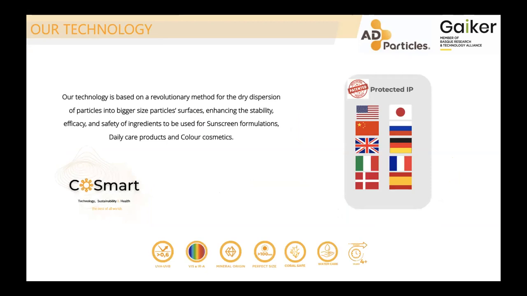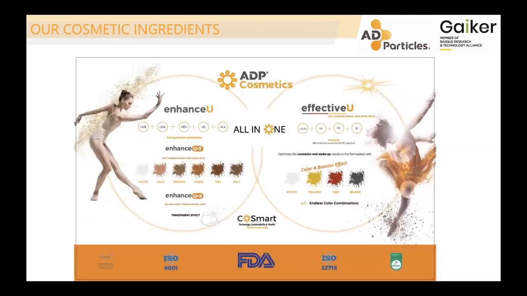Our technology, based on dry dispersion methodology, allows us to create new structures using different particle sizes. Thanks to the patented technology that we call COSMAR, which combines technology, sustainability, and health, these new structures, which are our ingredients, are very effective and able to protect against the total spectrum of solar radiation with a perfect balanced size, being non-nanoparticles, with only one ingredient. Next, please. Relating to our portfolio, ADP provides innovative mineral UV filters with a balanced size, being non-nanometric.